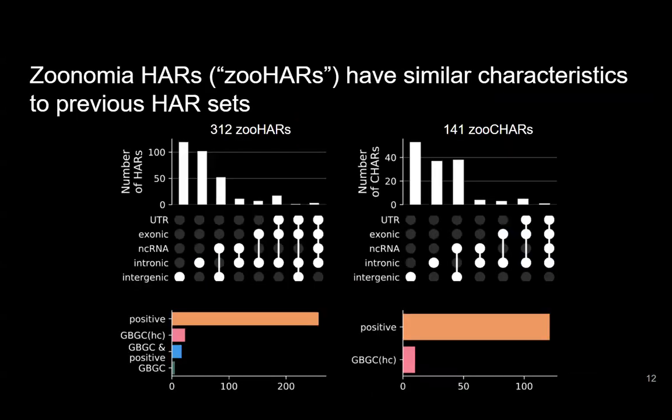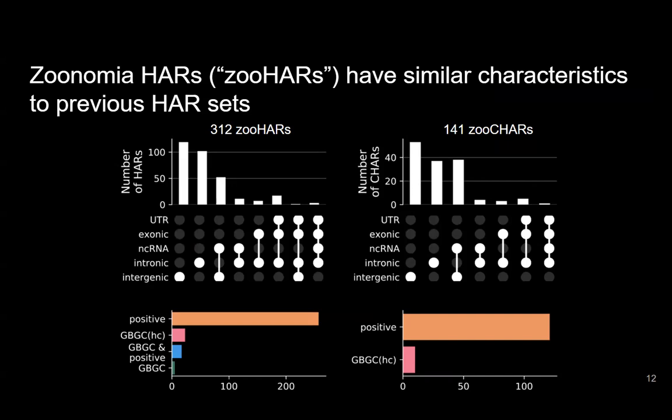And so one of the first things we wanted to look at is whether these HARs look similar to HARs that have been found before, basically make sure our pipeline is working, we're finding the same things. And so we looked at the distribution of HARs, and you can see again, the height of this bar indicates how many elements fall in this category.